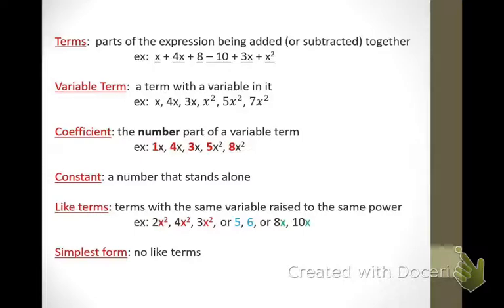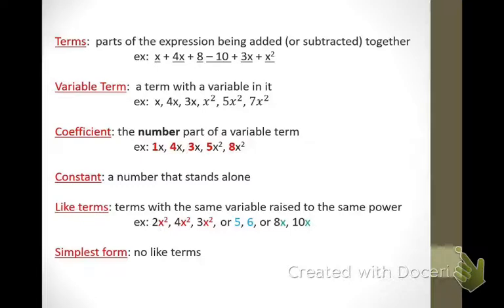The next one is coefficient. This is a tricky word. Repeat after me. Coefficient. Coefficient. Read to me what a coefficient is. So if you look at, let's say, this example here in the middle, 3x, what's the number in 3x? 3. If I were to say 10x, what's the number? 10. If I was to say 7x squared, what's the number? 7. Very good. So the coefficient is just the number part of the variable term.